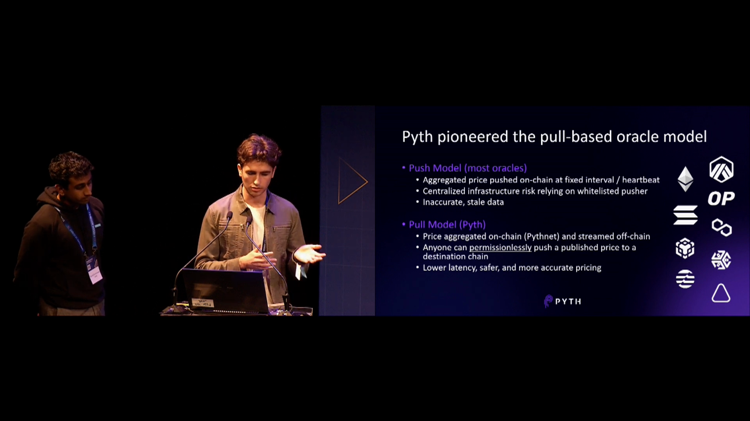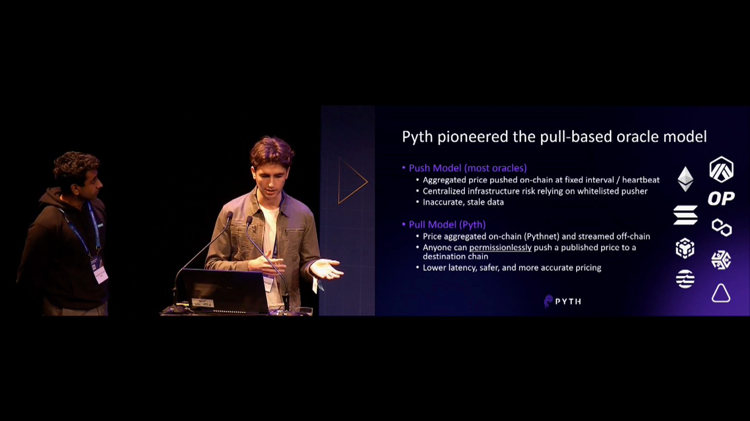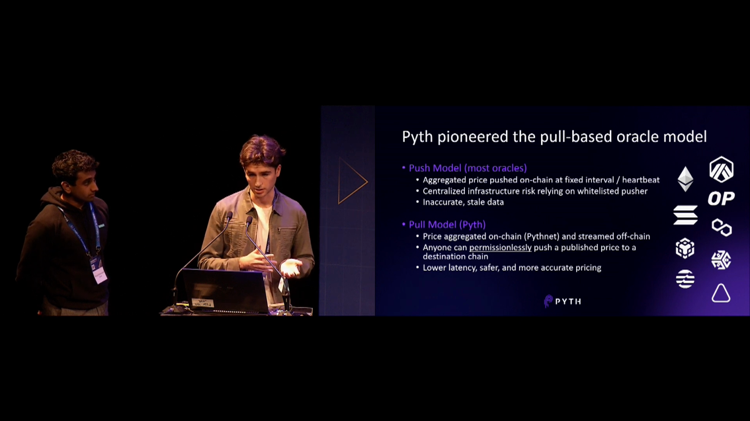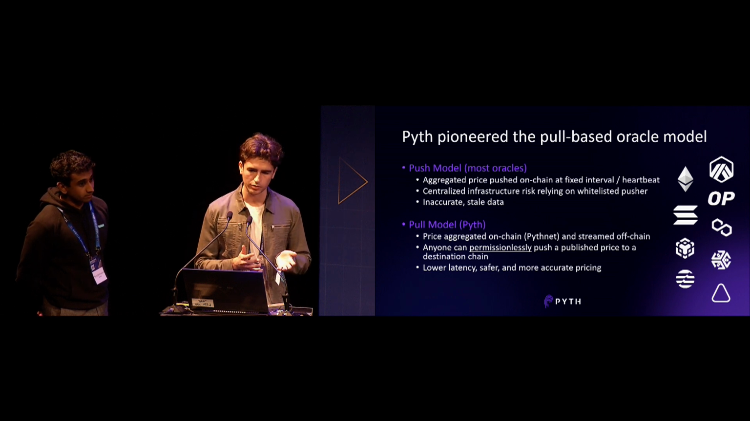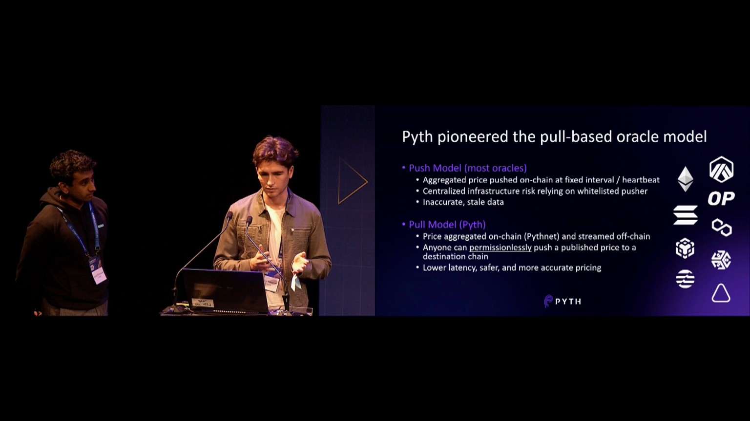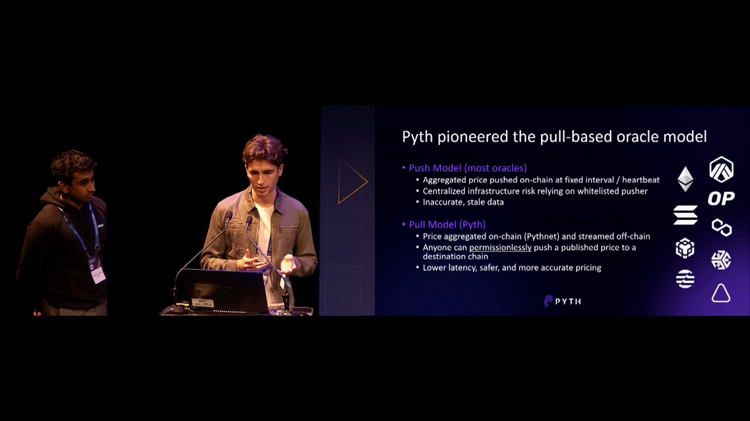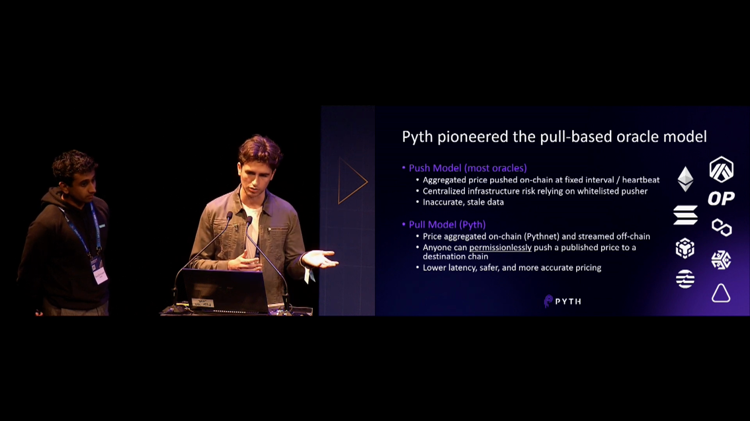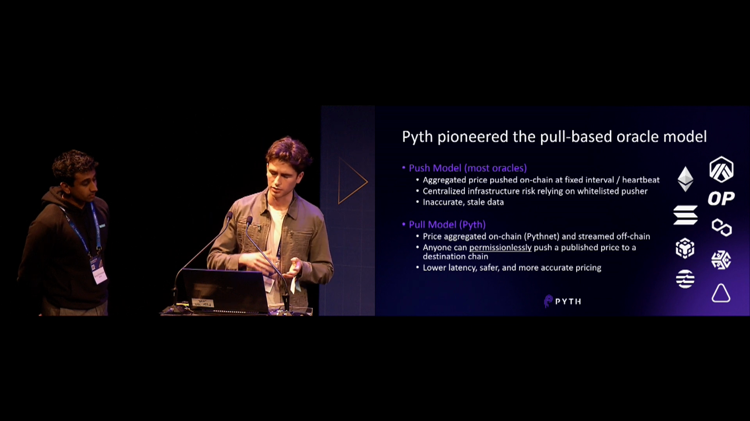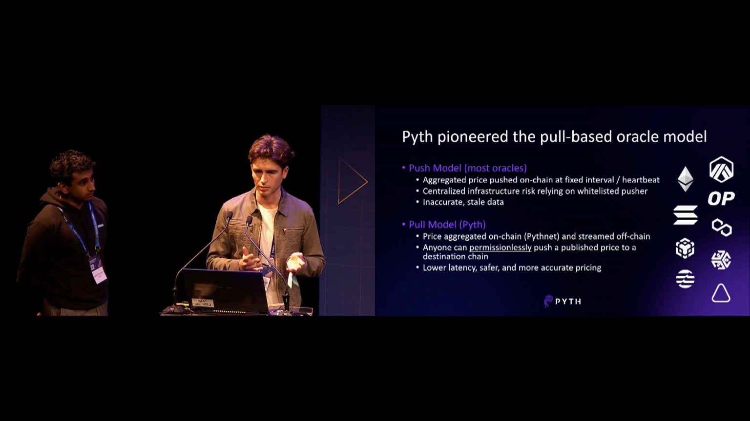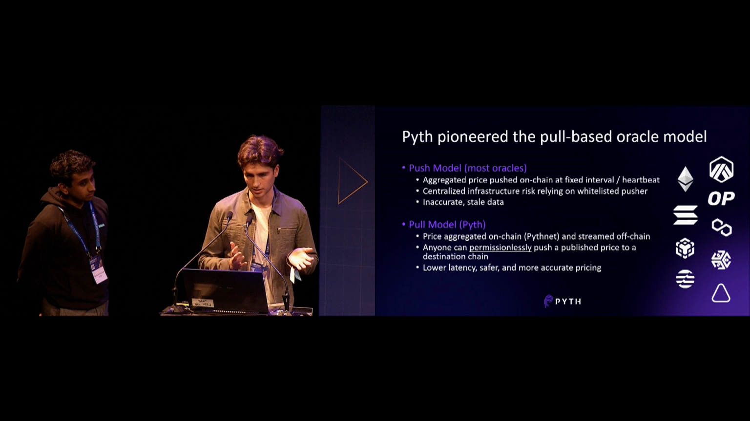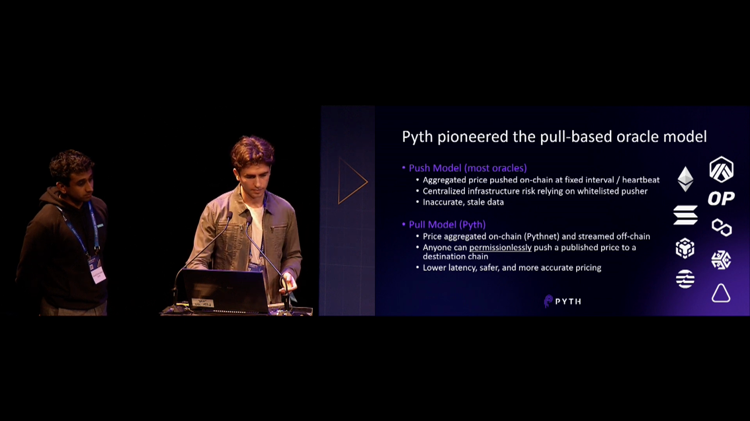So there are a few clear advantages of that. Of course, you can have lower latency, safer, and far more accurate pricing. For a lending protocol, for example, it might be a little less sensitive to having the most up-to-date price. This can still have a large impact, because you're going from a price that's updated every 20 minutes to a price that might be at the max like 5 seconds stale.